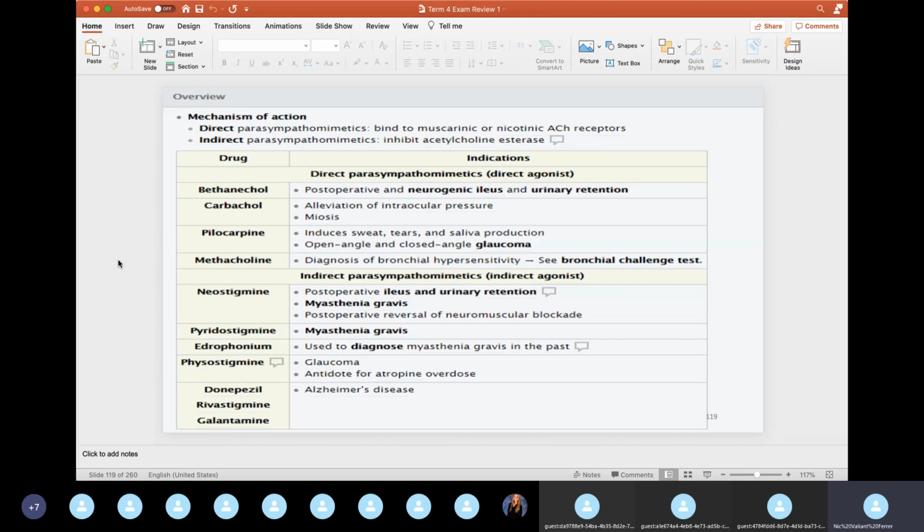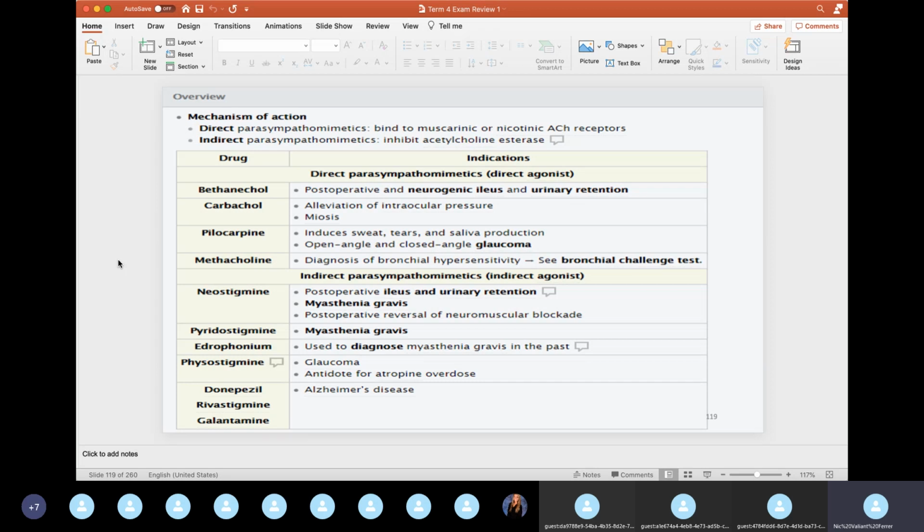Let's talk about your parasympathomimetic, your indirect. So this is to inhibit acetylcholinesterase. How are we going to diagnose myasthenia gravis, edrophonium? What is myasthenia gravis? You have autoantibodies against what? The neuromuscular junction. Autoantibodies against specifically what? Your postsynaptic acetylcholine receptors. So you have autoantibodies that are actually competing with your acetylcholine and binding to those receptors. That's the pathology behind myasthenia gravis.